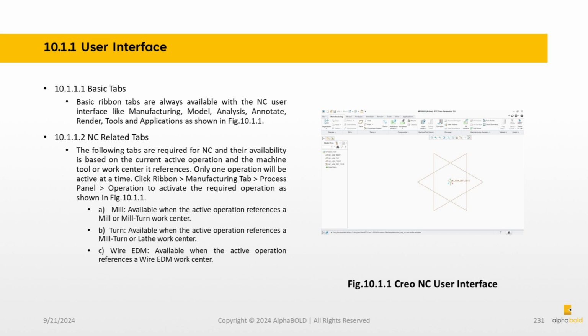Only one operation will be active at a time. Click Ribbon Manufacturing tab, Process Panel, Operation to activate the required operation. A. Mill. Available when the active operation references a mill or mill turn work center. B. Turn. Available when the active operation references a mill turn or lathe work center. C. Wire EDM. Available when the active operation references a wire EDM work center.